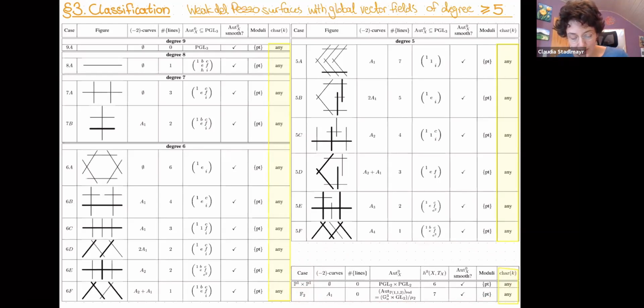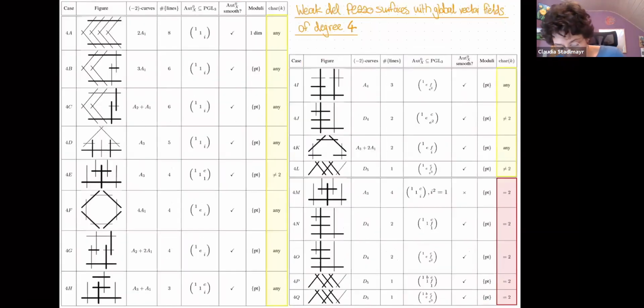Maybe now let's have a look at 1 degree smaller, where there are 5 cases that are really special to characteristic 2. Let's have a look at them. You see that here we have 2 D4 configurations of -2 curves. They have the same picture of -2 and -1 curves, but they have different connected automorphism schemes. We also see that a configuration of D4 -2 curves already occurs in characteristic different from 2. So these 2 cases only add 1 additional case in characteristic 2.